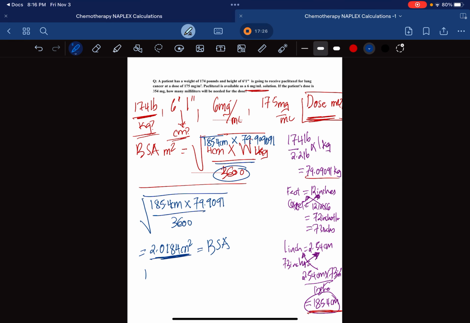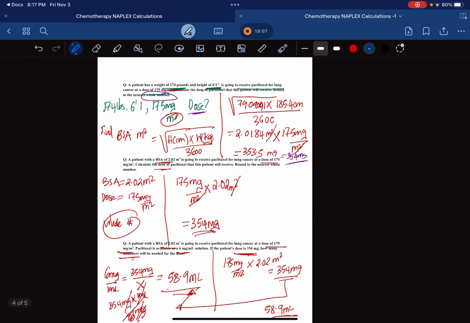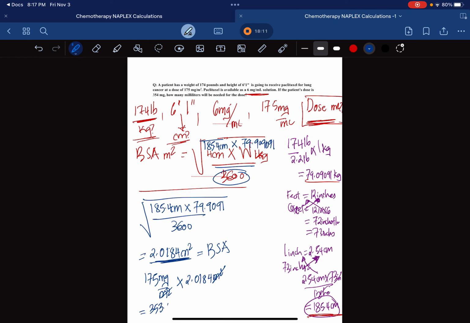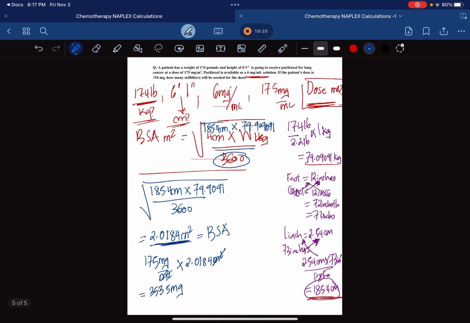So let's go ahead and use the 175 milligrams per meter squared, times 2.0184 meters squared. That will give us, it's the same as the values, 353.5 milligrams. Okay, so once we find the milligrams, then we can use this value to find our milliliters.